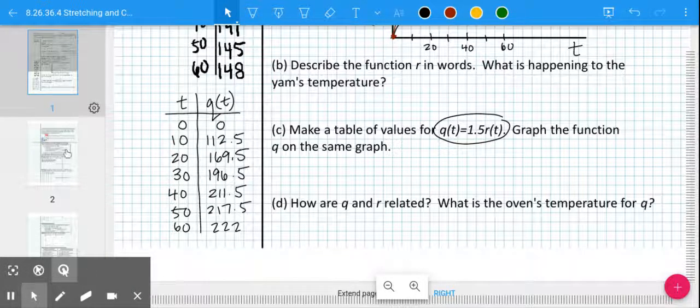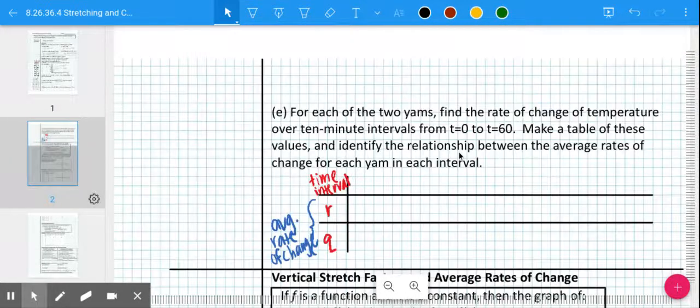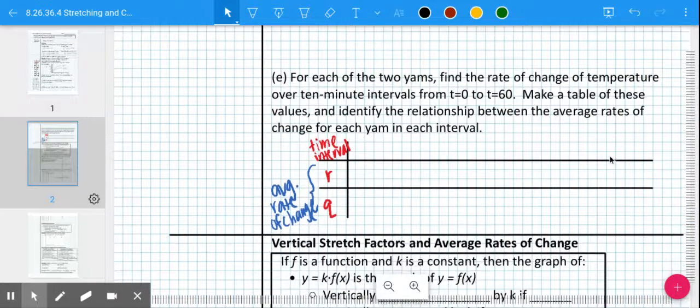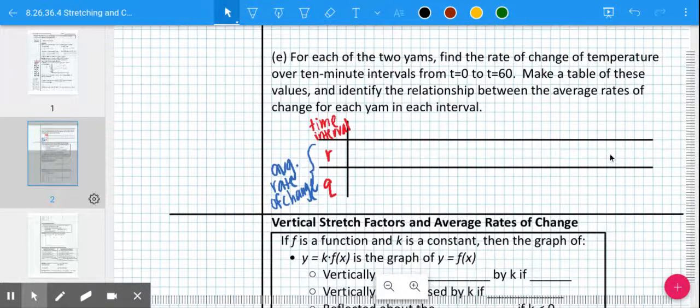Now, the very last part of this problem is part E, which is on the next page. What they want you to do on this problem is for each of the two yams, so the Q of t and the R of t functions, find the rate of change of temperature. So we have to go back to remembering what rate of change is. We haven't talked about this since last try. And remember, rate of change is essentially the idea of slope.